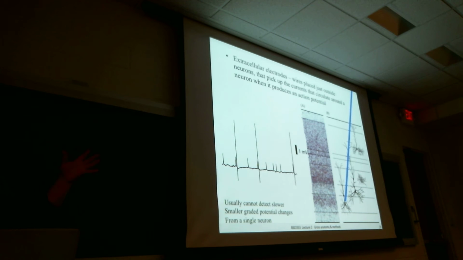We'll talk a little bit about the generation of those signals, but basically consider that when there's a change inside the cell, there also has to be a change outside the cell. Voltage potential is a difference between the inside and the outside. And what you're picking up with this electrode are these spikes of changes in the voltage.